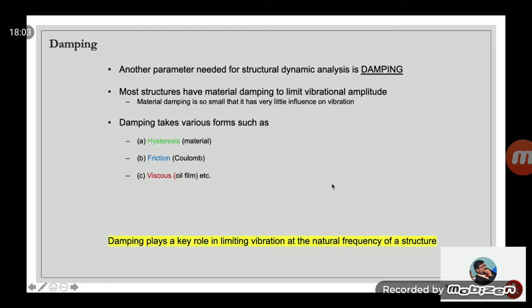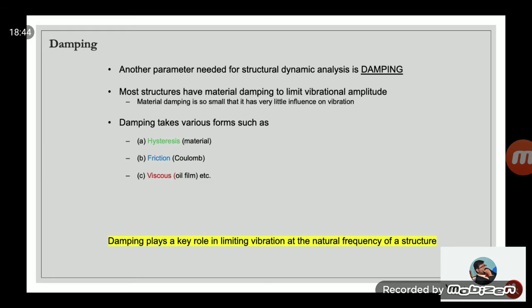And now we are moving to another parameter. Not only mass and stiffness, you should also know the damping of the structure or system. Damping is another parameter which is used in dynamical analysis, and most structures have material damping. Any structure you take has some damping, because when you ring the part, it will vibrate for some time and then it will die down. That means there is some inherent damping in the system, which is called material damping.